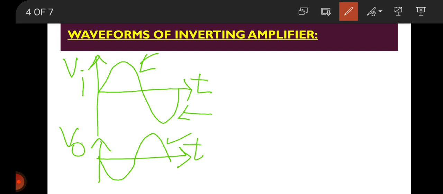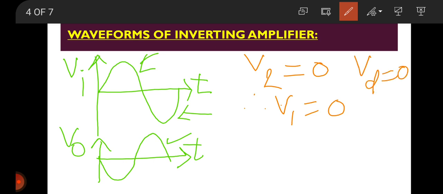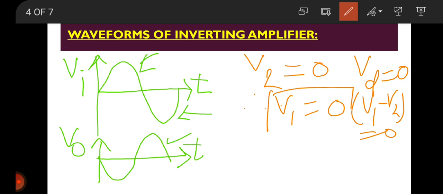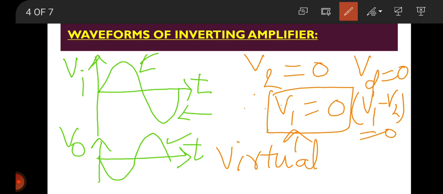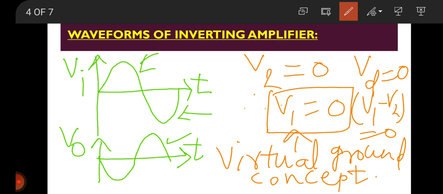See, I can write here. From the equation we derived, V2 is equal to 0. Therefore, V1 is equal to 0 because VD is equal to 0, or V1 minus V2 is equal to 0. Therefore, this concept that the inverting terminal is supposed to be at 0 potential is called the virtual ground concept. This is the virtual ground concept.